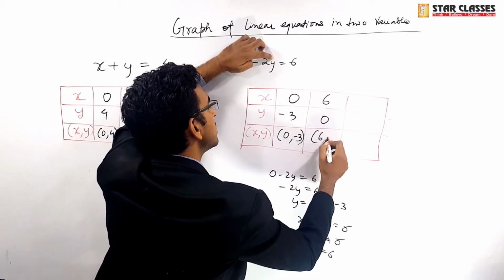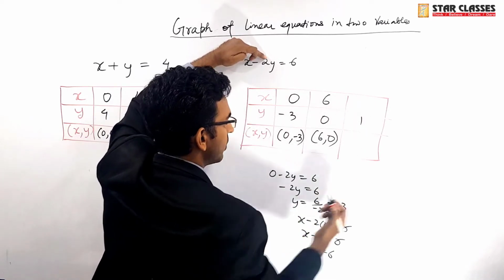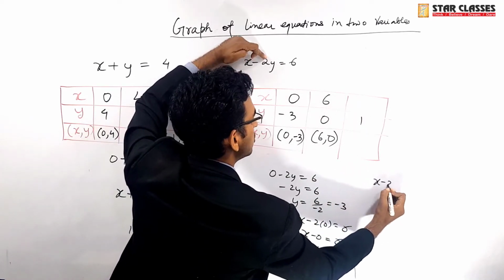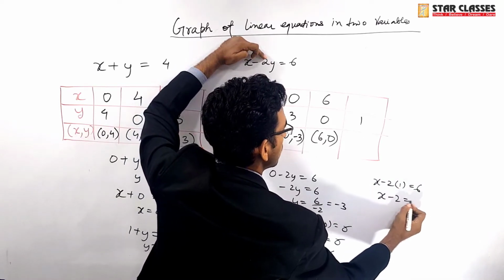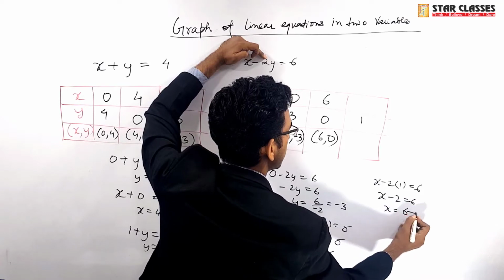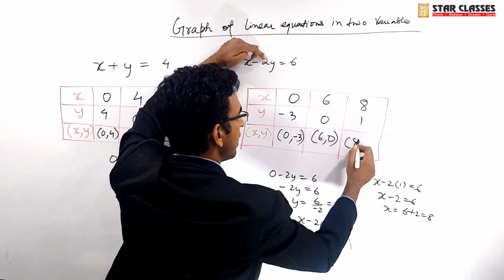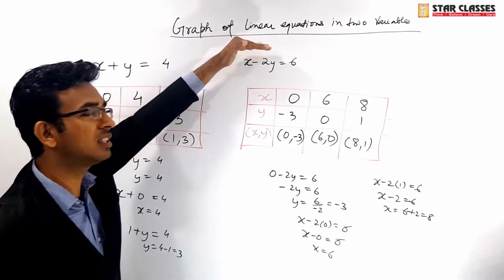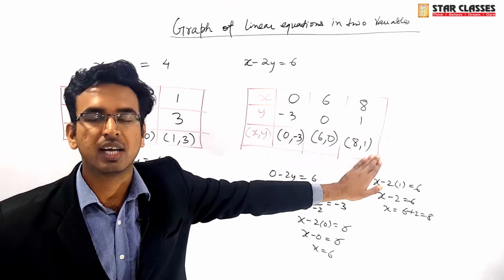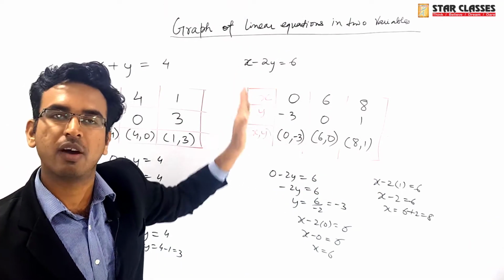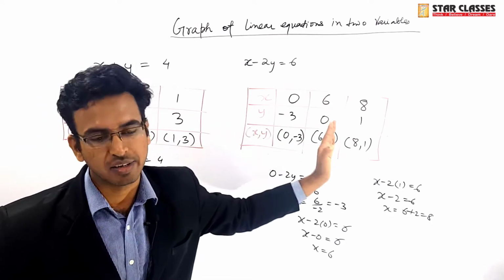So this point will be 6, 0. If I take y as 1, this equation will become x minus 2 into 1 is equal to 6. This is x minus 2 is equal to 6. x is equal to 6 plus 2, that is 8. So this will become 8, 1. So for the second equation, we have 3 points: 0, minus 3; 6, 0; and 8, 1. We have to plot these points also on the graph. Now let us plot these points in a graph.